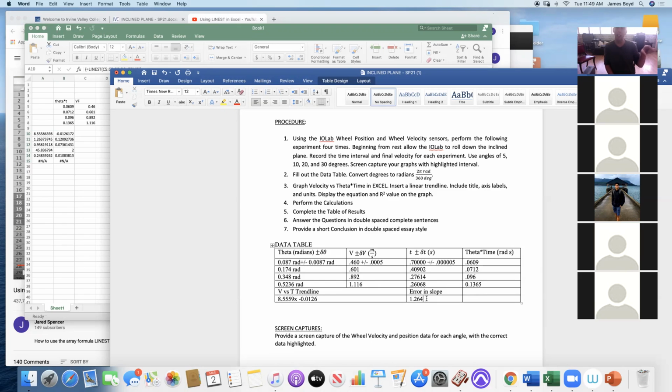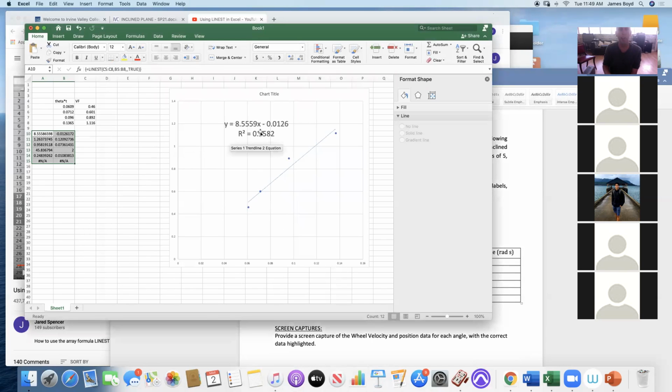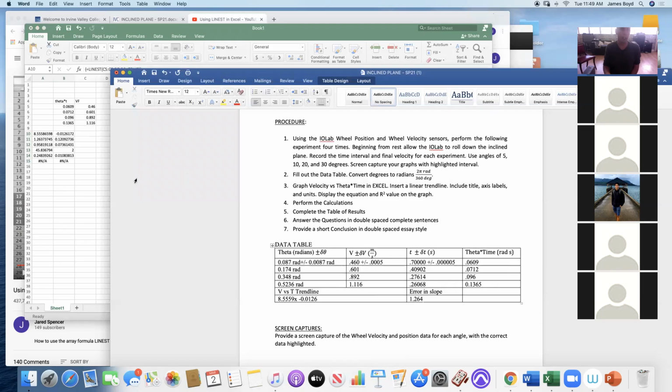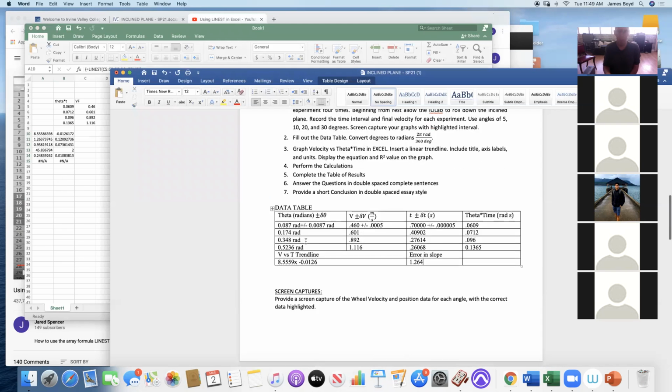You might actually need this for your bio classes or your chem classes or your later physics. We might use it once or twice more, but just so you know, this is Excel's way of giving you the error associated with a slope in a linear trend line. It doesn't work for others. I don't know what the functions are for those.